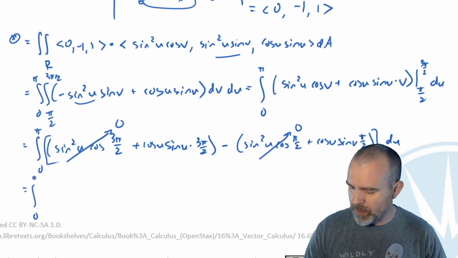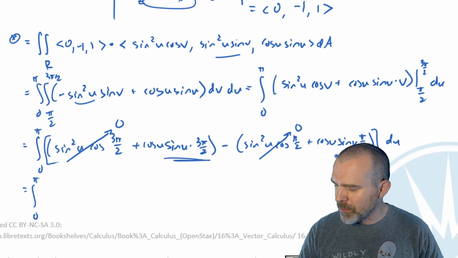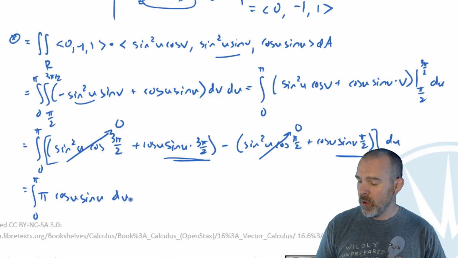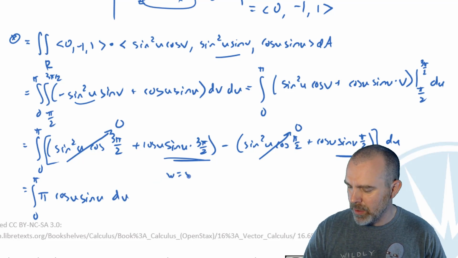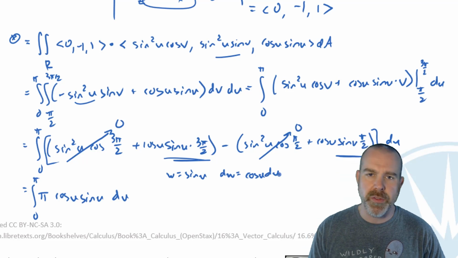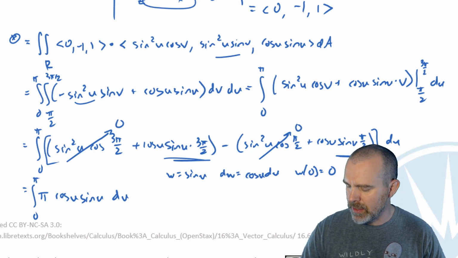So we're left with the integral from 0 to pi, and then we'll have 3 pi over 2 minus pi over 2 of those, so that'll be pi times cosine of u sine of u du. Here we can do a substitution like w equals sine of u, dw equals cosine of u du, so that's perfect. And then w at 0 equals sine of 0, which is 0. Oh, and then w at pi equals 0. So this is actually just pi times the integral from 0 to 0 of w dw.